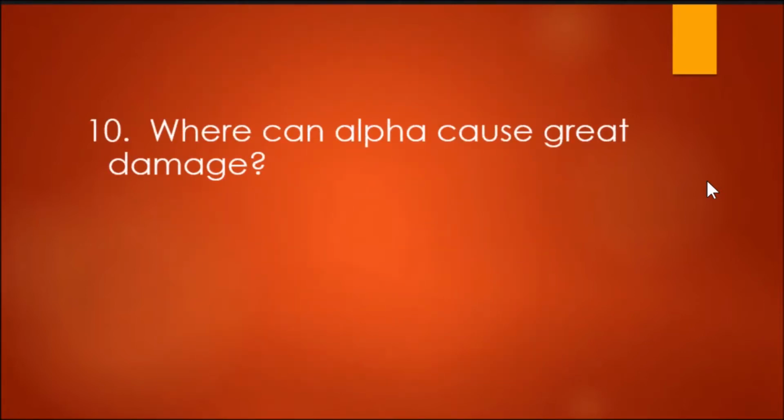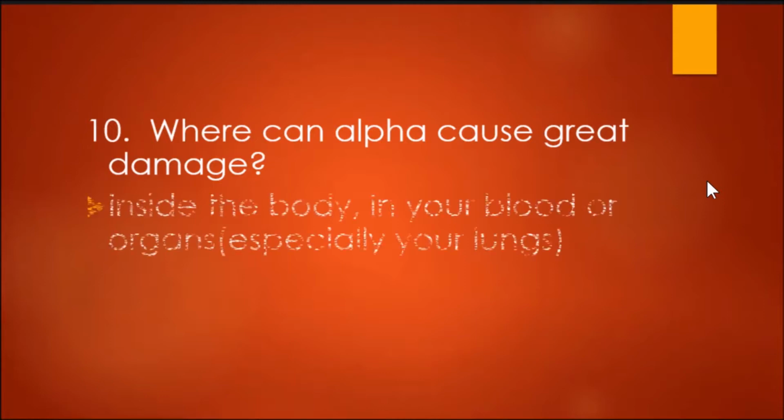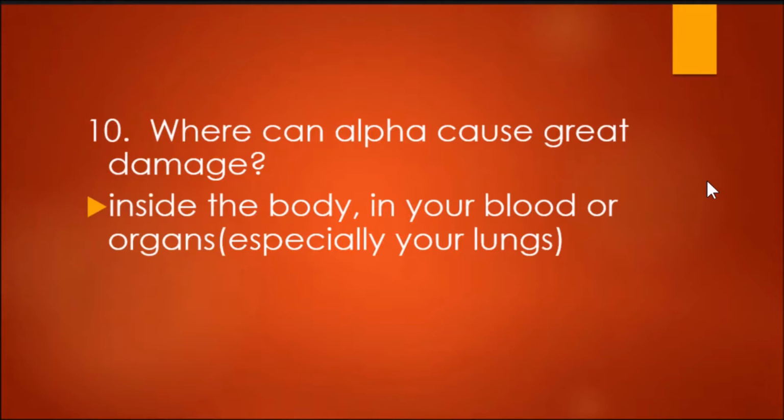Where can alphas cause great damage? Inside your body, your lungs. Easiest way for it to get in there is through cigarette smoke, marijuana smoke. So you smoke pot, you smoke cigarettes, a lot of that stuff contains radionuclides in the plants, and that just gets stuck. That smoke gets stuck in your lungs and just sits there until it goes off, releasing an alpha particle.